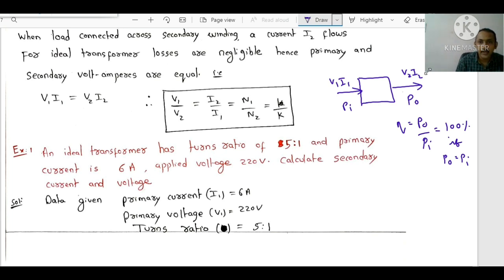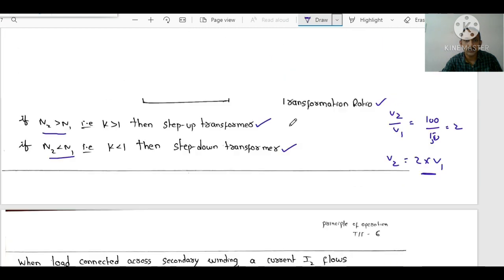V1 by V2 equal to I2 by I1. Right? But already we have seen V1 by V2 is N1 by N2. But just now in the previous context you have seen N2 by N1 is K. So N1 by N2 is nothing but 1 by K. Clear? So this is all about the principle of operation of the transformers and some of the assumptions.